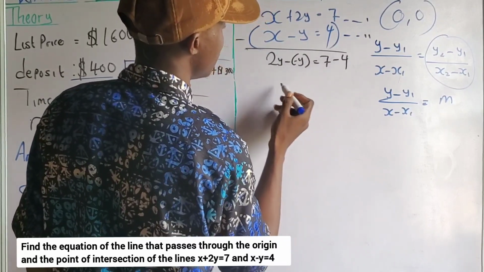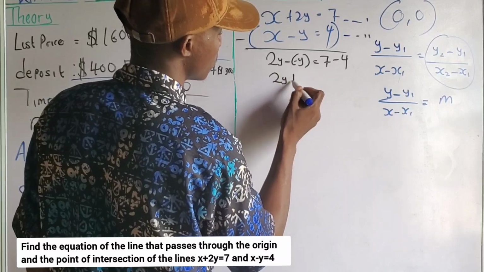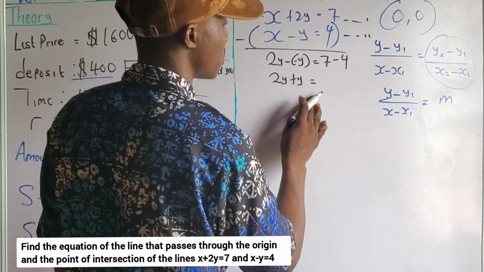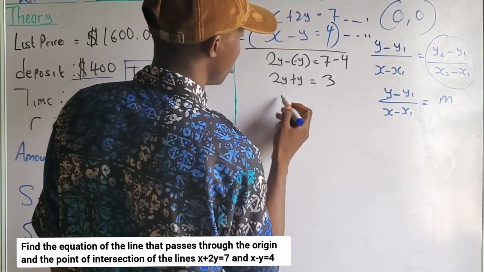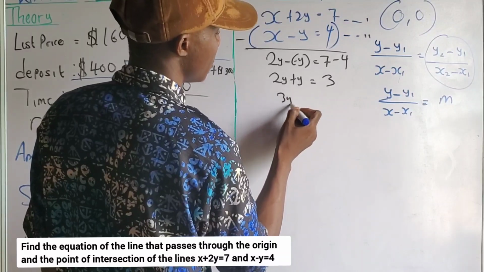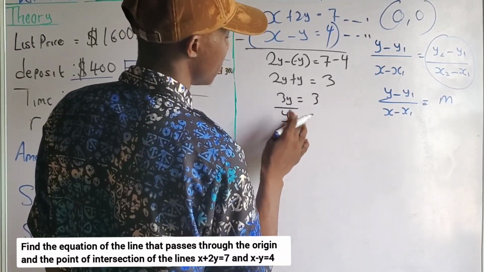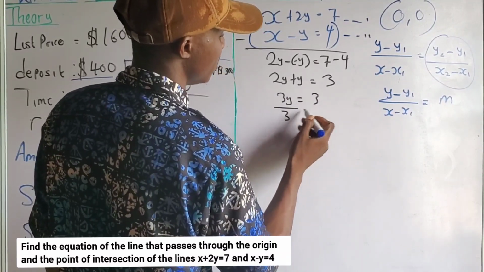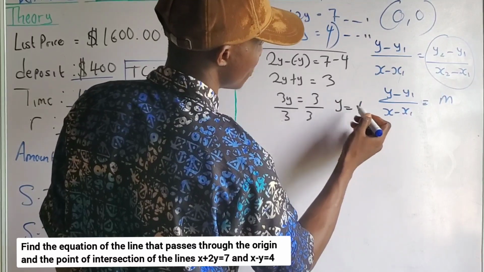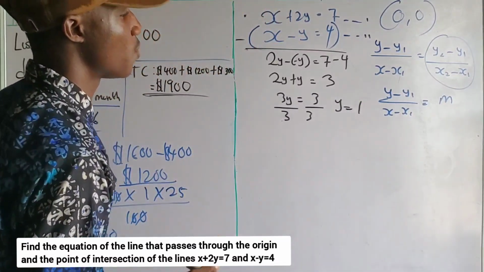7 minus 4, right? So I'm going to have 2y plus y equals to 7 minus 4, which is 3. 2y plus y is 3y. 3y equals to 3. Divide by 3, that is 1. This over 3, this over 3. Y equals to 1. Okay? We have gotten the value of y as 1.